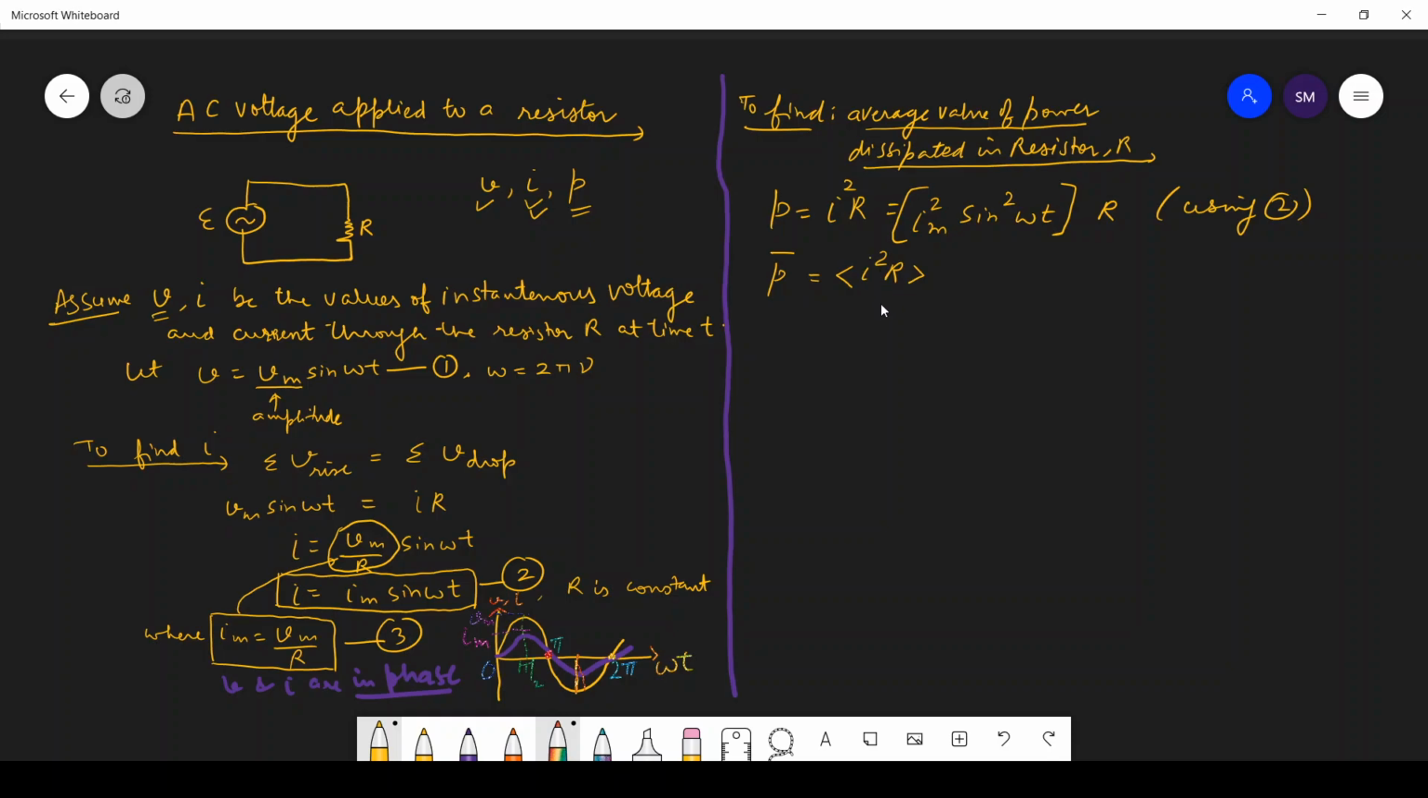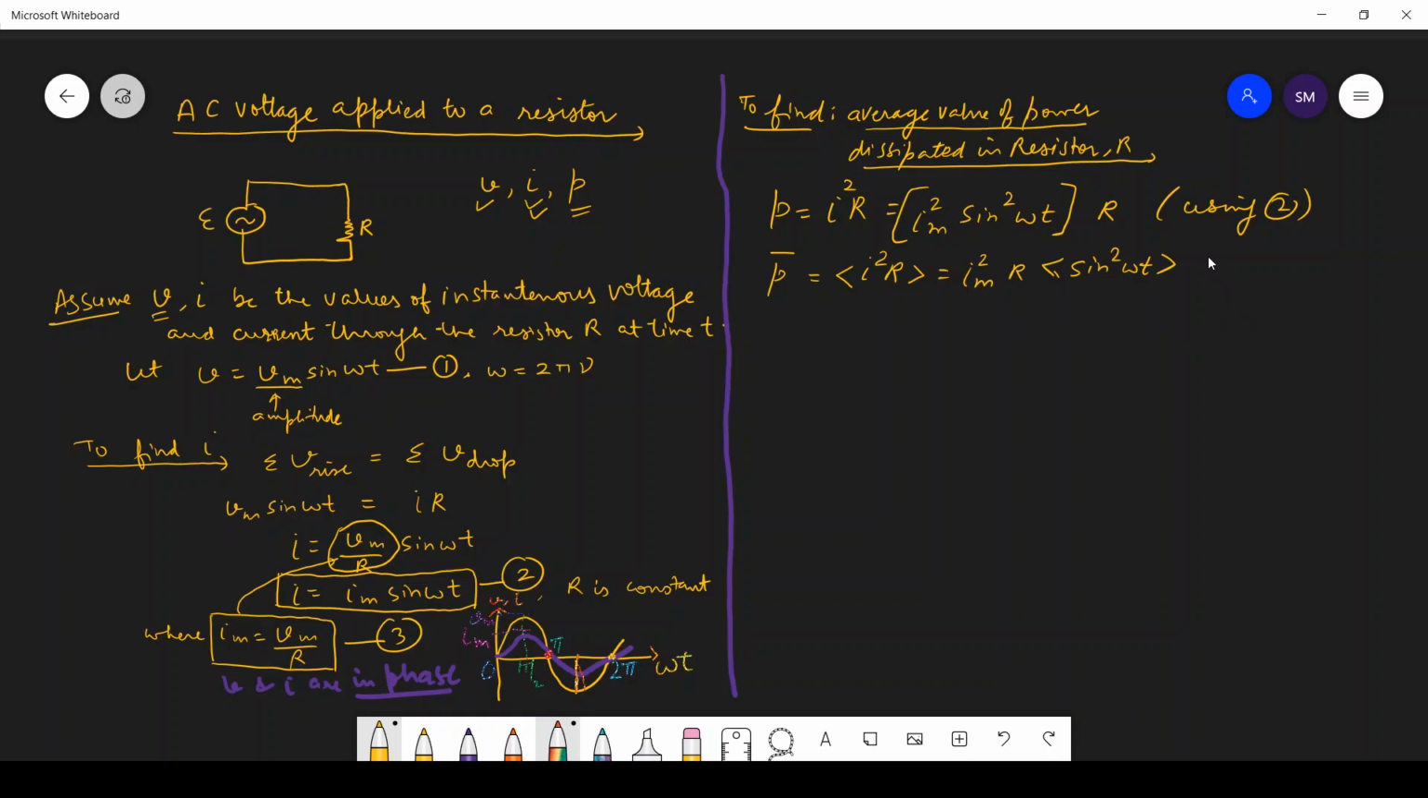So taking averages both sides. R is the constant here, so I can write R outside. Maximum current is also constant, so I can also write it outside. So I m square R, and now I am left with only sine square omega t.